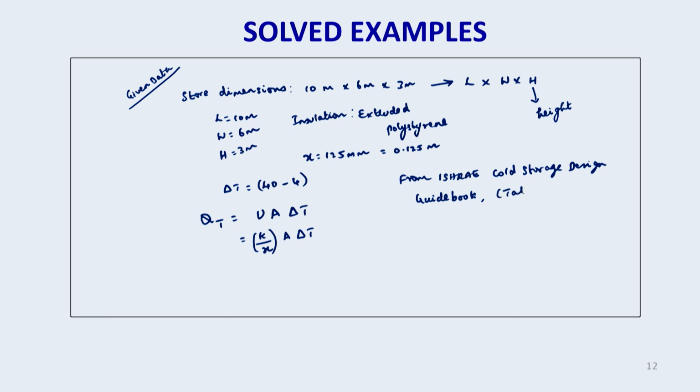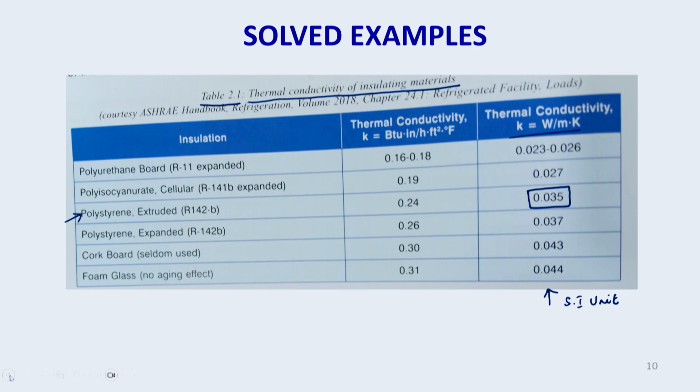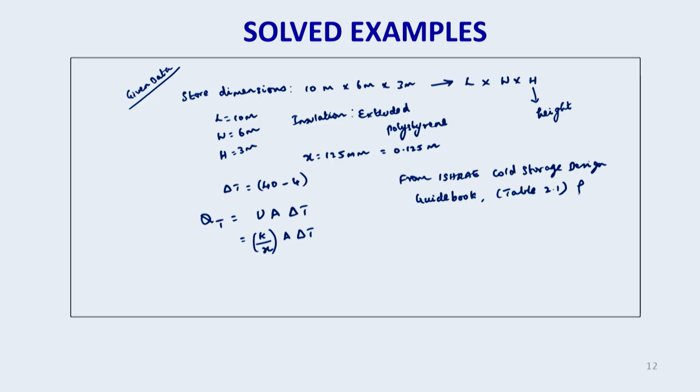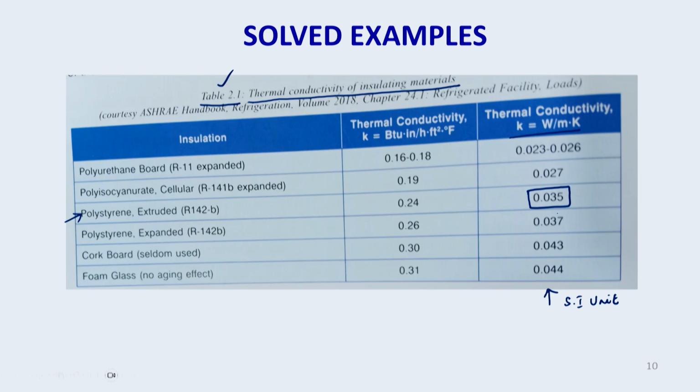Table number 2.1. So this is table number 2.1 for extruded polystyrene, which is the given insulating material. K is equal to 0.035 watts per meter Kelvin. So the fourth one is polystyrene expanded. The third one is polystyrene extruded.